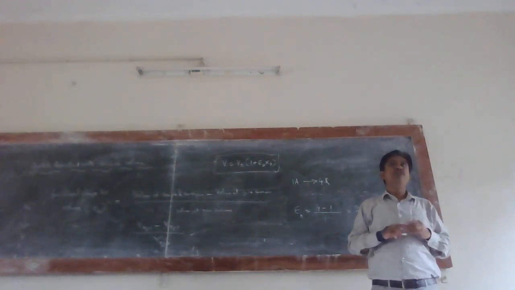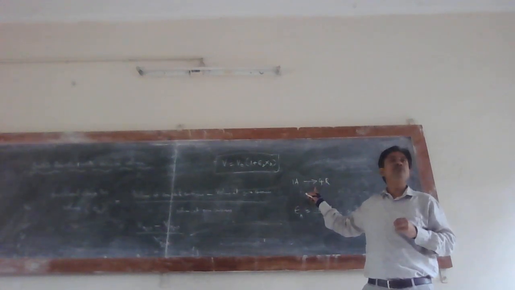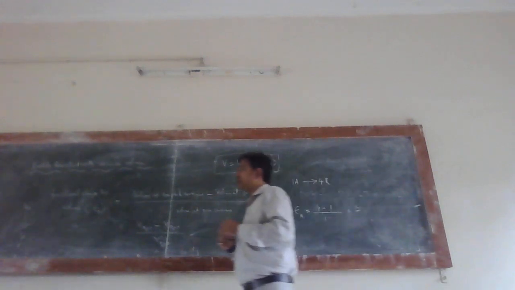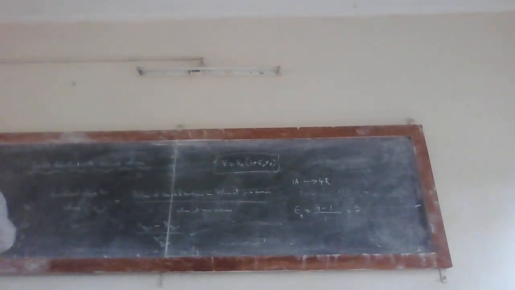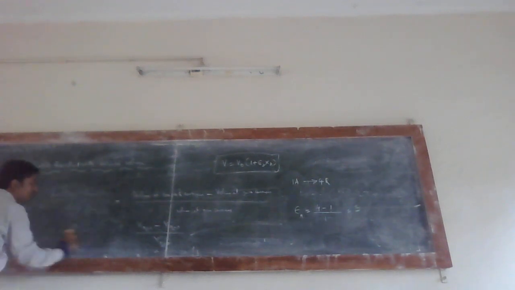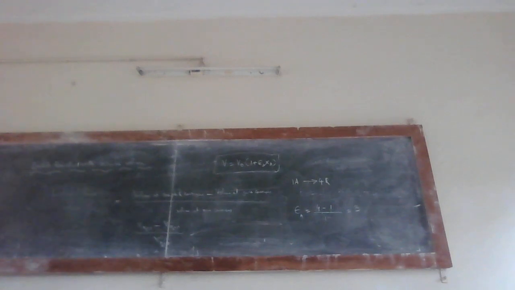Is it clear? For any reaction system, we can calculate epsilon A. But we should be very careful in calculating epsilon A when you have inerts in the system, because in gas phase reactions, more often inerts will come into your system.